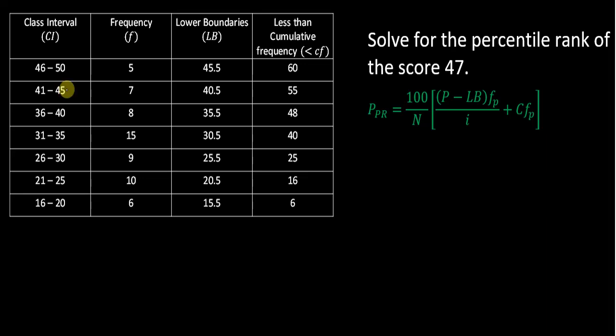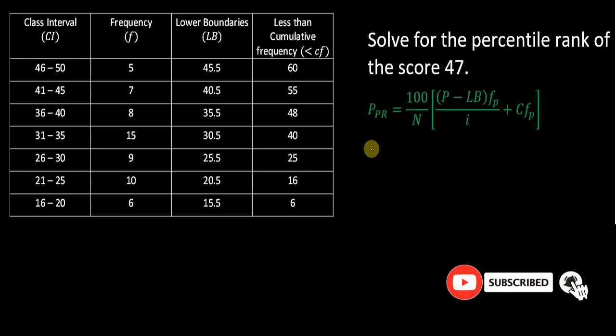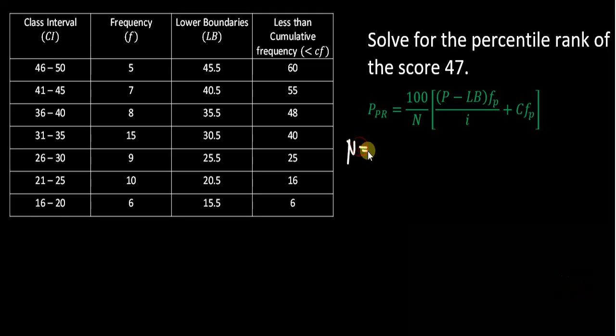For example, ikaw yung isa sa 60 students. Tapos nakakuha ka ng 47. So, ano yung percentile rank mo? So, ang formula natin ay ito. So, ano ulit yung N natin? The same pa rin yung table natin kanina. So, yung N natin, that is 60. Yung P, that is 47. Yung hinahanap natin, 47.